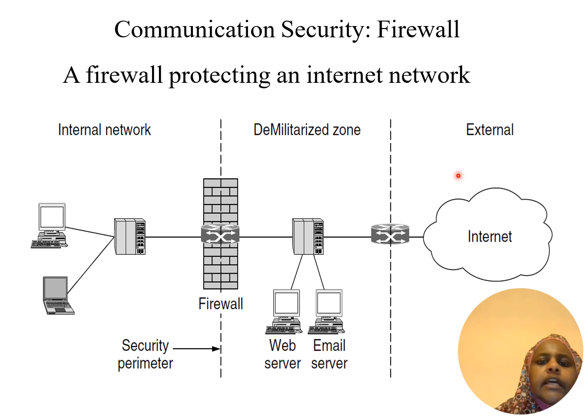Here is the setting where we have a single firewall protecting the internal network and a router connecting to the internet. In the middle is what we call the demilitarized zone, and this is a zone where we set up our services that are required to be available to the outside world, such as web server and email server, while other servers like database server or file server are kept behind the firewall.